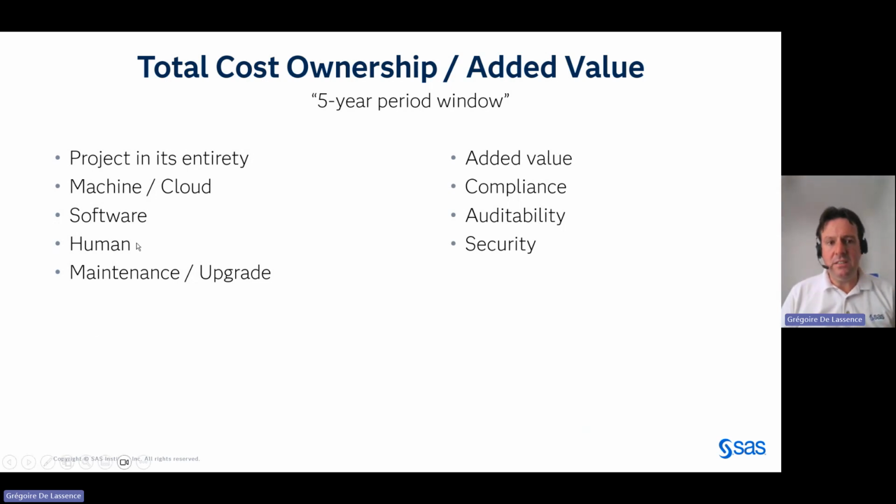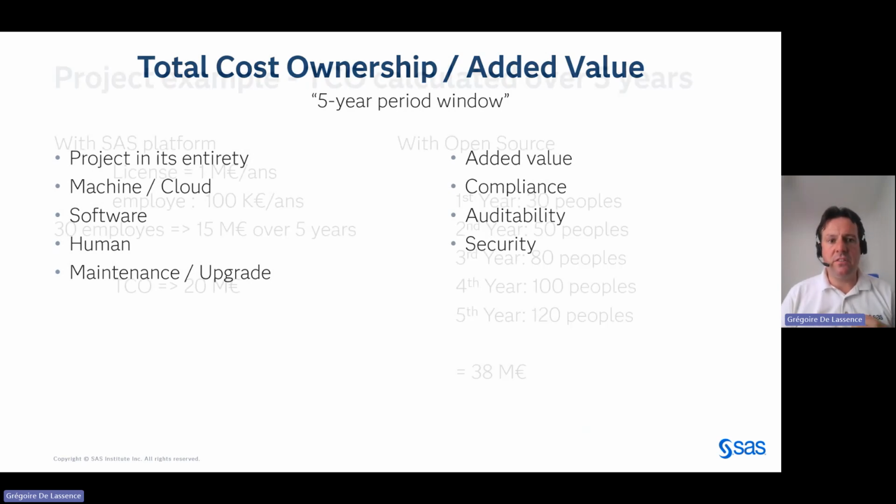But the biggest part of the total cost of ownership is about humans. It's the people who work on the project. And if you develop everything with open source, it means you will need to maintain your code every year, because there is a new version of your open source package and you have to maintain it, and it can really be a nightmare to maintain your platform over years. So many organizations have to use SAS because it's the platform with the lowest total cost of ownership.